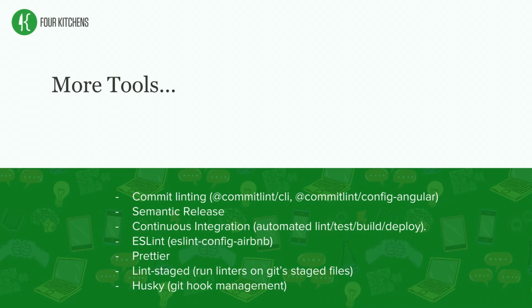We also use ESLint with the ESLint config Airbnb standards, Prettier, and lint-staged, which basically allows us to run linters only on Git staged files, which saves us time because we don't have to lint tons of files all at the same time. And we use Husky to manage our Git hooks.